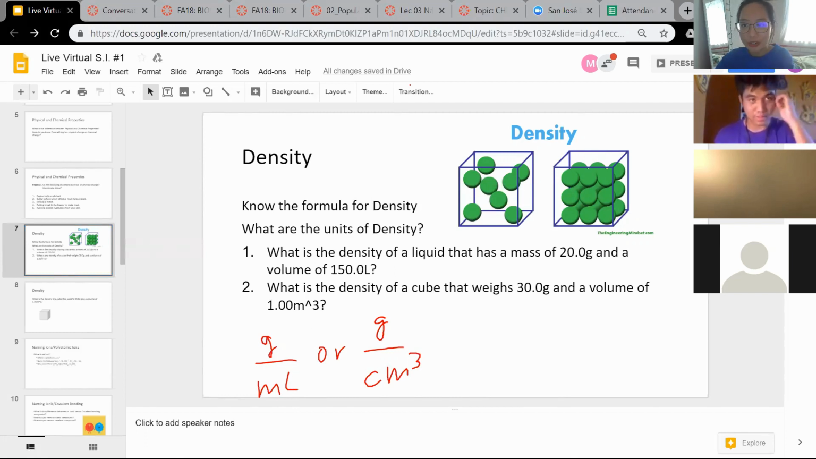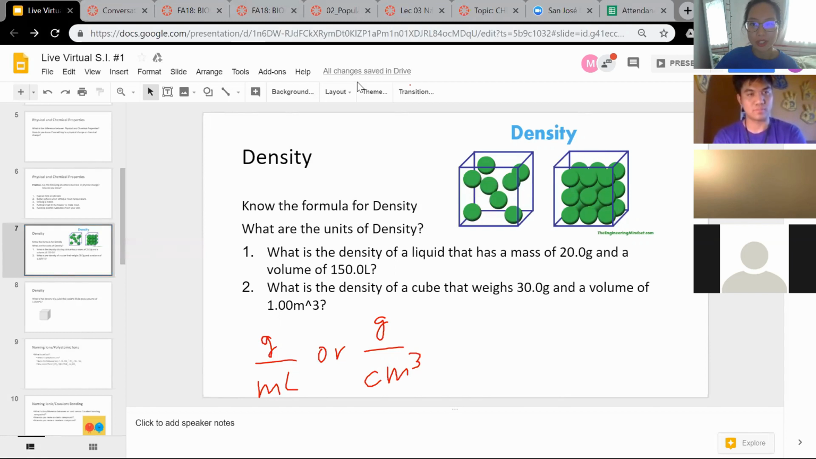So, okay, Jared's iPhone brought up a really interesting question. The most common units of density are grams per mL or grams per centimeters cubed. If you want to express density in kilograms, milligrams, etc., you're gonna have to make sure you change all of your units to match.